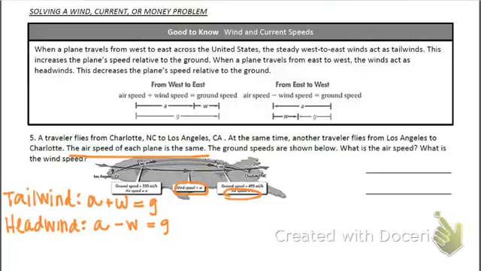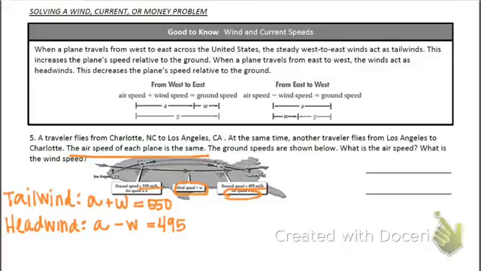Do we know what we want to plug in for the ground speed for each one? Yeah, it's actually given. Sorry, I forgot that it was given in the picture. What's my speed with the tailwind? So going from Los Angeles to Charlotte, what's the ground speed there? 550. So equals 550. And going from Charlotte to LA, what was the ground speed? 495.